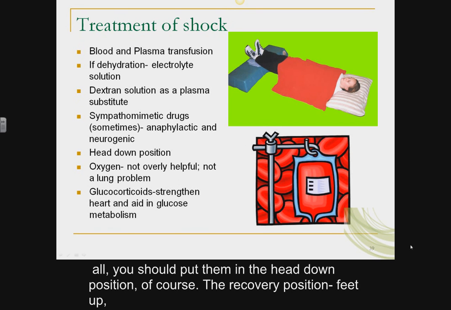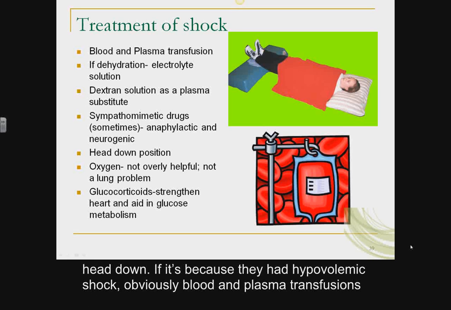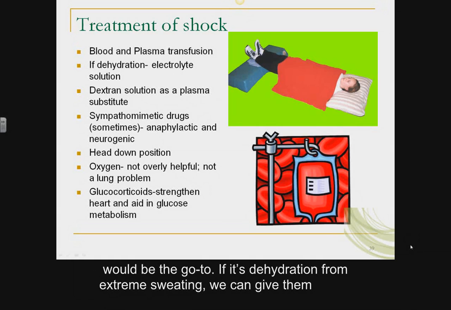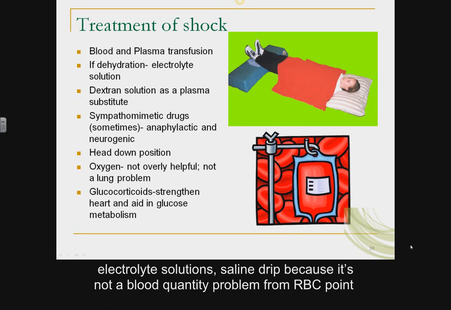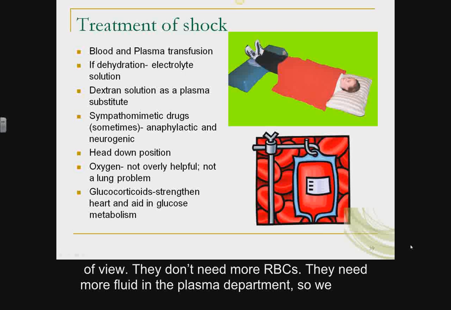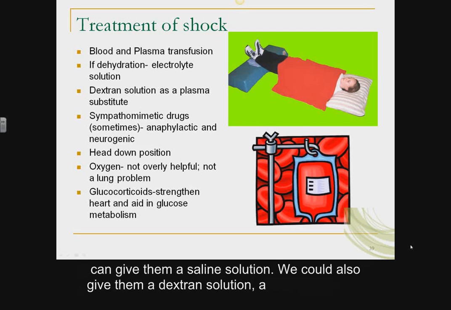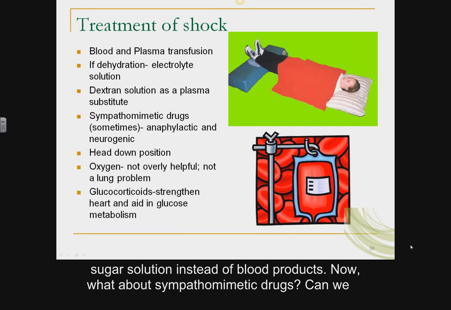First of all, you should put them in the head down position, of course, the recovery position, feet up, head down. If they are in hypovolemic shock, obviously blood and plasma transfusions would be the go-to. If it's dehydration from extreme sweating, you can give them electrolyte solutions, a saline drip, because it's not a blood quantity problem from the red blood cell point of view. They don't need more red blood cells. They need more fluid in the plasma department, so that's why we can give them a saline solution. We could also give them a dextran solution, which is a sugar solution, instead of blood products.